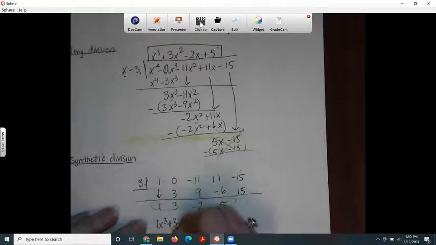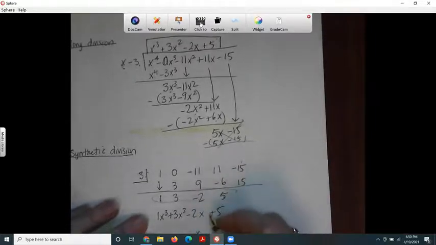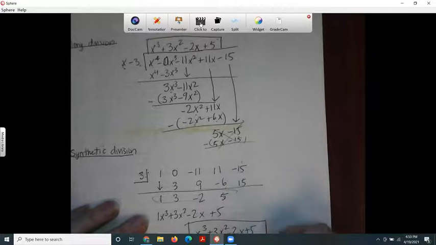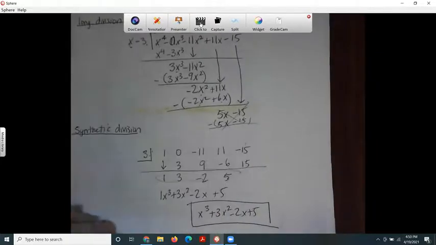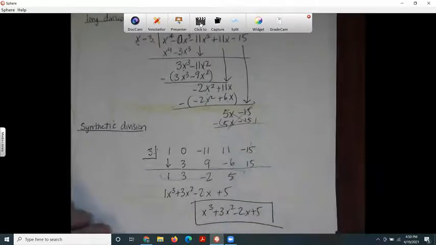Or in other words, x cubed plus 3x squared minus 2x plus 5. So this one's the fastest, but your book doesn't show it. So when I see you doing it, I always wonder if you really know how to do it or if you are just getting it off of Slater.